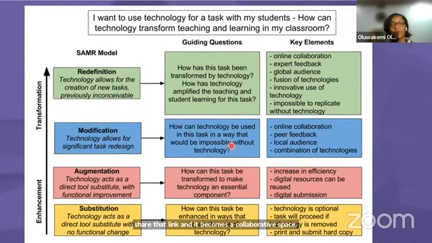So that is modification. And then redefinition in itself is a task that cannot be performed without the use of technology. Technology has totally transformed it.